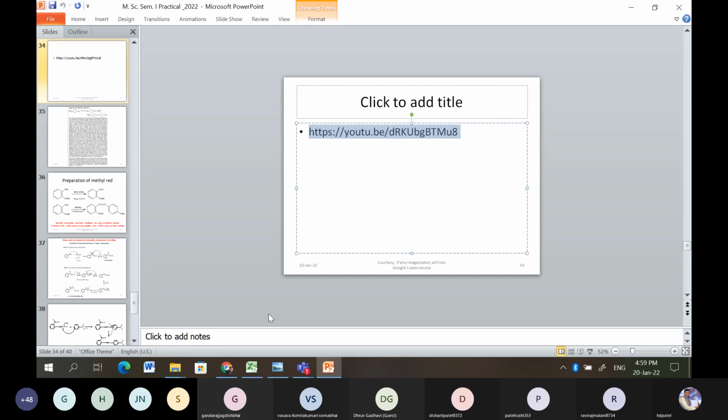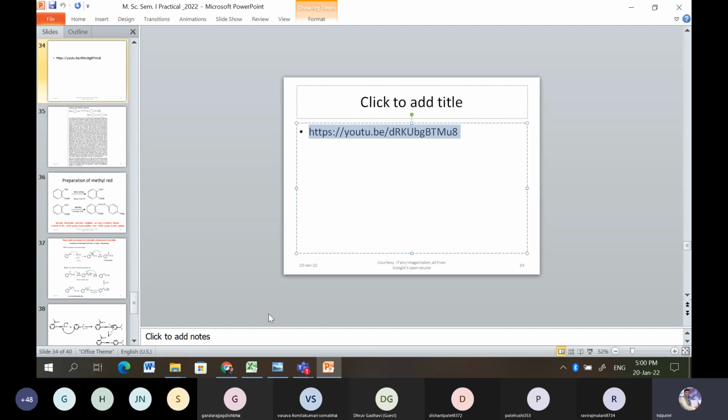Here we have two reference books, and you have to use those. One is A.I. Vogel and second one is Mann and Saunders. With the support of reference books you can go through in detail. Today morning I have already shared the PPT in your group. If you wish to download the video, it is available on MS Teams. You can download it and use it for further reference.